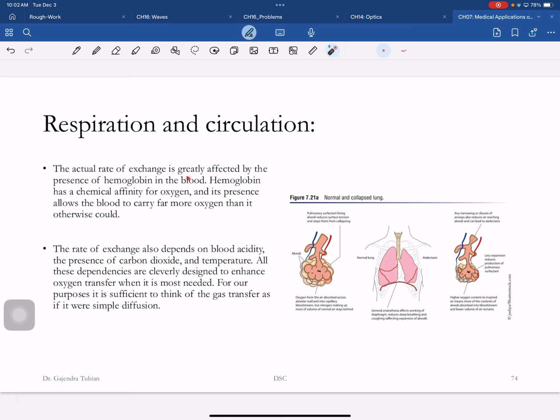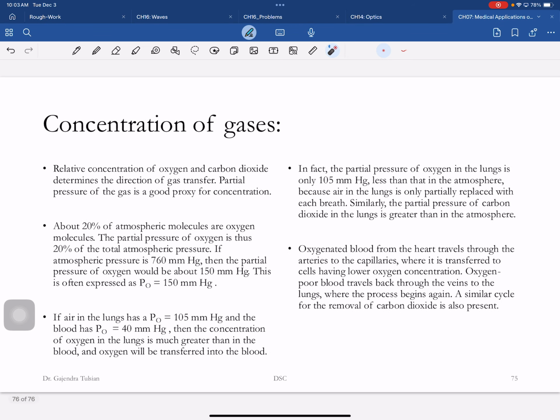By the way, the actual rate of exchange is greatly affected by the presence of hemoglobin in the blood. Hemoglobin has a chemical affinity for oxygen, so its presence allows blood to carry far more oxygen than it otherwise could. The rate of exchange also depends on blood acidity. So there are other factors that aid the diffusion. For our purposes, it's sufficient to think of gas transfer as simple diffusion. But the body is pretty smart. It does other things to aid diffusion.